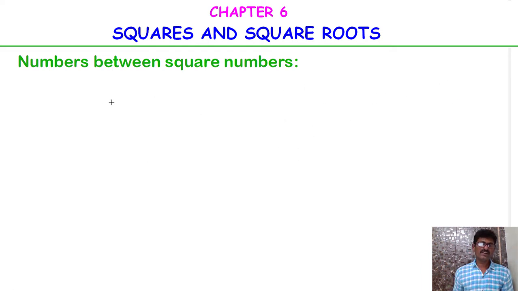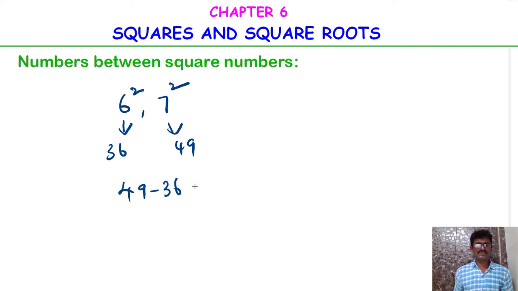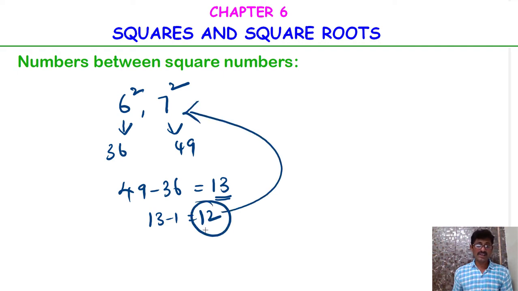Similarly, if we want to find out how many numbers there are in between, suppose 6 square and 7 square, this is very simple. 6 square is 36, 7 square is 49. So 49 minus 36 is equal to 13. So you take 1 less than this one. That is 13 minus 1, which is equal to 12. We have 12 numbers between 6 square and 7 square. And these 12 numbers are non-perfect square numbers. That means these are not perfect square numbers.